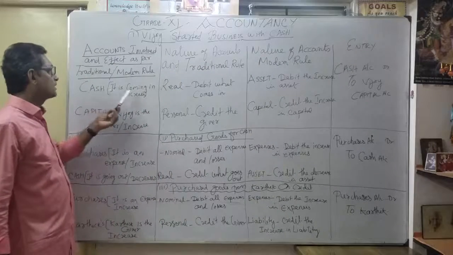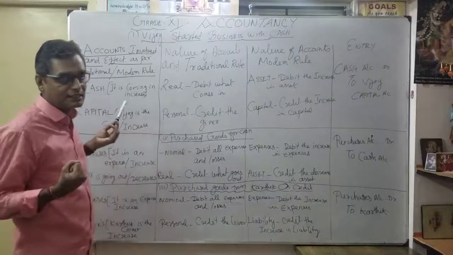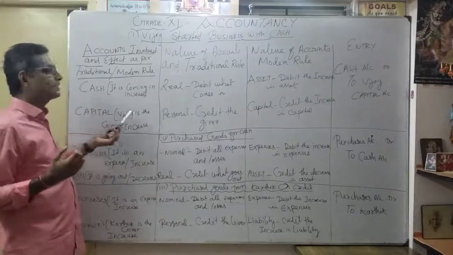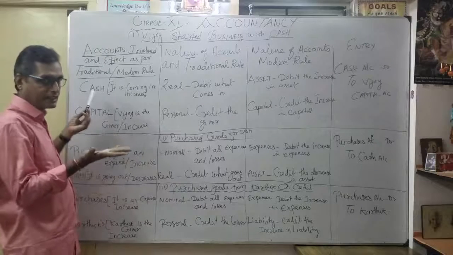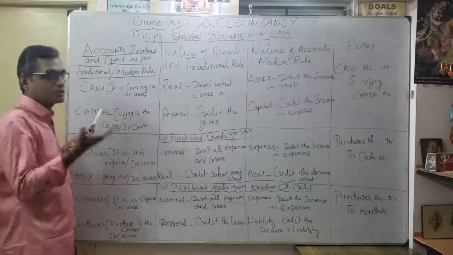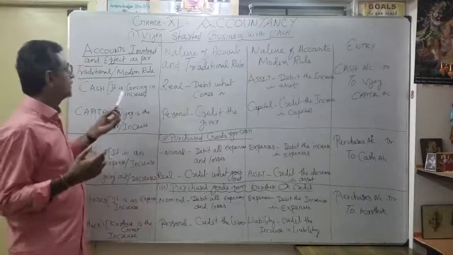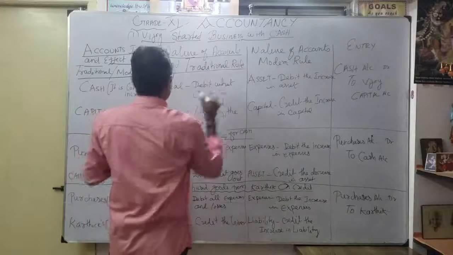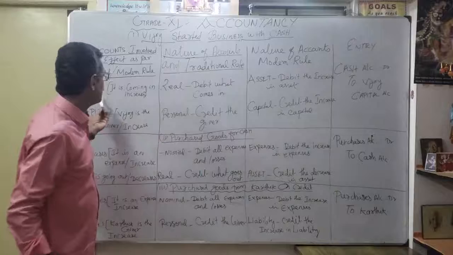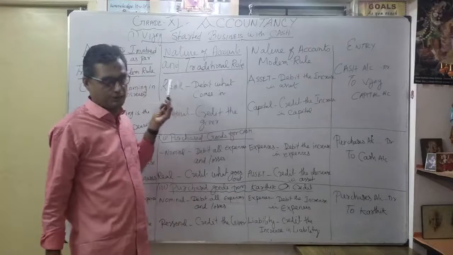Cash is coming in, so naturally cash is increasing. Then capital: Vijay is the giver, so naturally capital increases. Here cash is increasing and capital is also increasing. Now the nature of accounts under the traditional rule. Cash comes under real account. What is the real account rule? Debit what comes in.